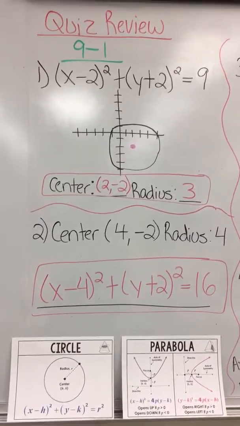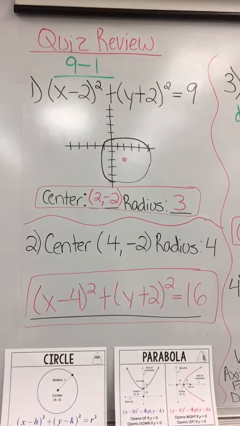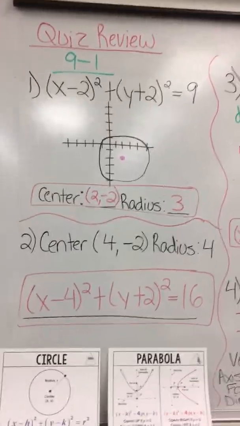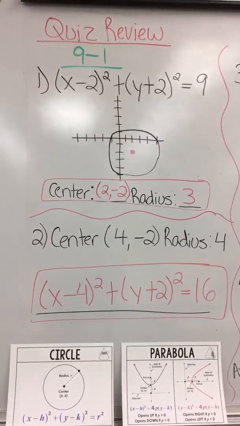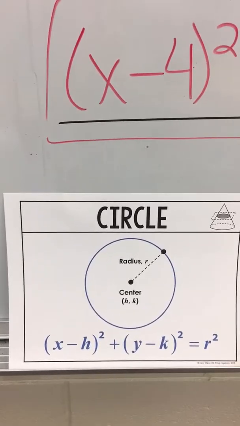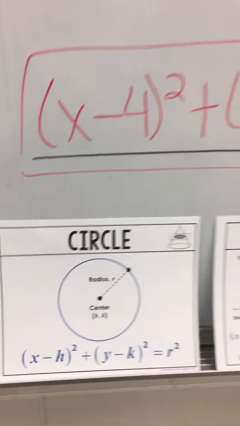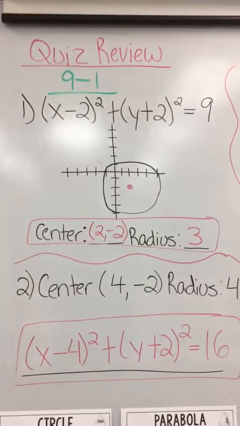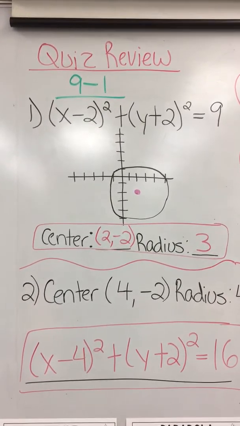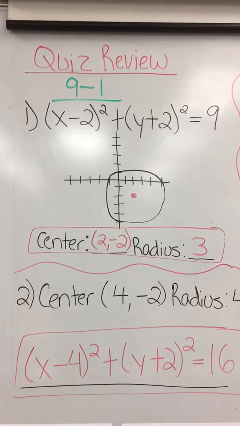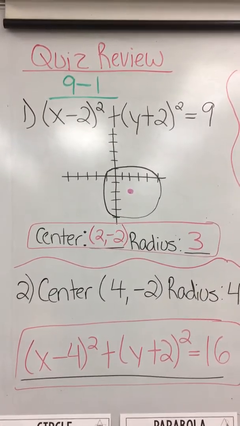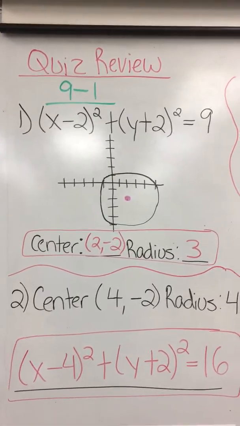And your radius, you count out from that center point all the way to one edge of the circle. In that case, your radius is 3. Then you use this formula right here to write out your equation: (x - 2)^2 + (y - -2)^2, or (y + 2)^2, equals our radius squared, which is 3 squared, which equals 9.